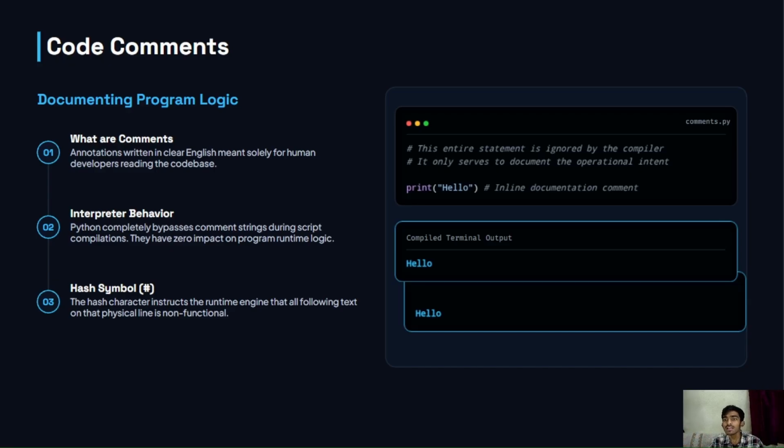Think like this: if I have written print hello world, and after that I have commented that this will print the output hello, the other person will understand it. But if I have not commented that this will print hello, then how will the other person know? It literally helps the other person, or even ourselves, to understand what functions we are using.